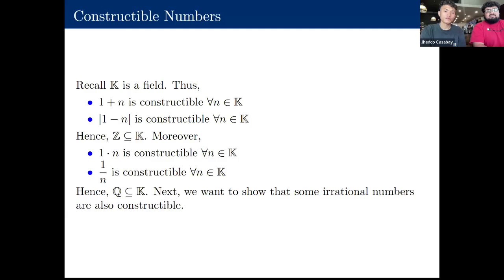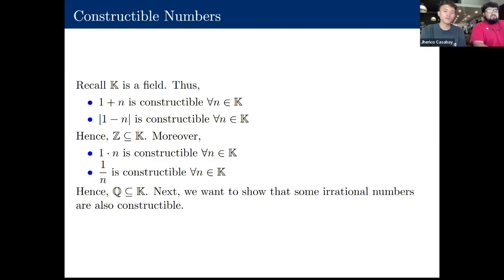And then using that fact, we also get that 1 plus 3, which equals 4, is also a constructible number. And we can keep repeating this until we get that the set of all natural numbers are also constructible numbers. And then similarly for subtraction, for K being closed under subtraction, we get that the absolute value of 1 minus n is constructible for all n that are constructible. So from this second bullet point, we get that Z, the set of integers, is also a subset of the set of constructible numbers.